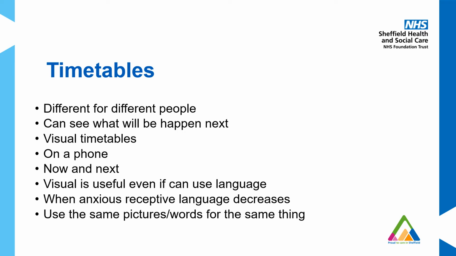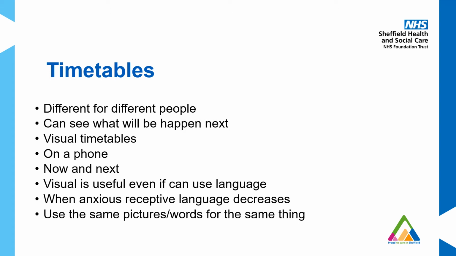A timetable will be different for different people. Visual timetables are useful even if people can read, as they are a quick and easy to digest way of providing information. When someone is anxious, their understanding of what is being said to them, both in writing and in words, decreases. Staff and visitor photos are also useful as it can be difficult to remember everyone's names. A timetable will easily show what is about to happen next. It can be on a written piece of paper, on a whiteboard, or board with Velcro attachments, on a phone, or whatever works for the individual.